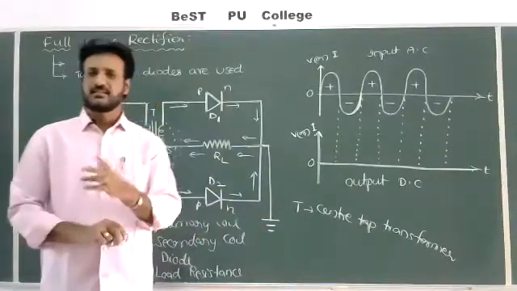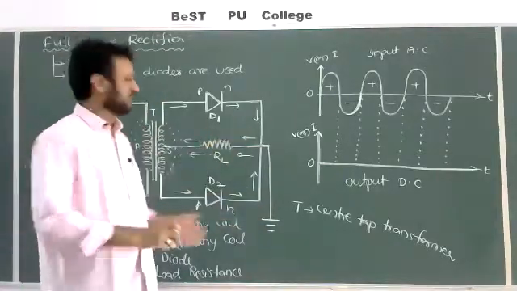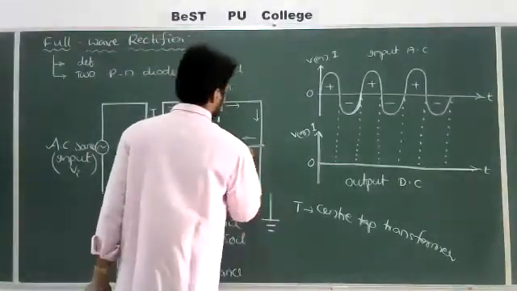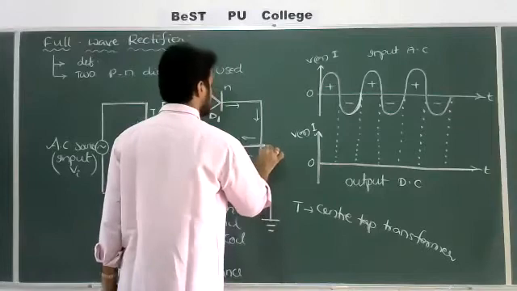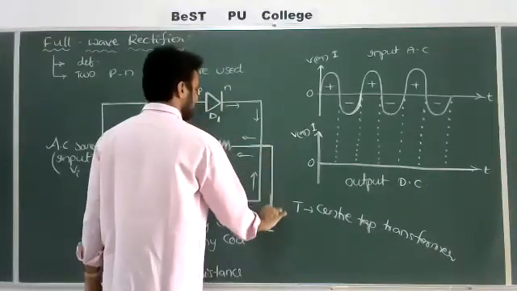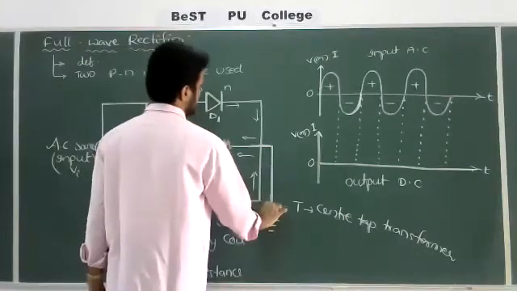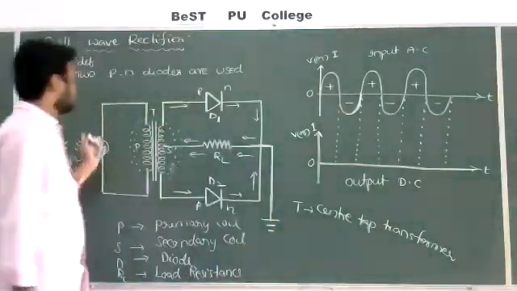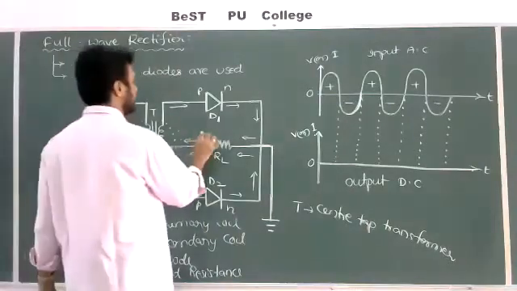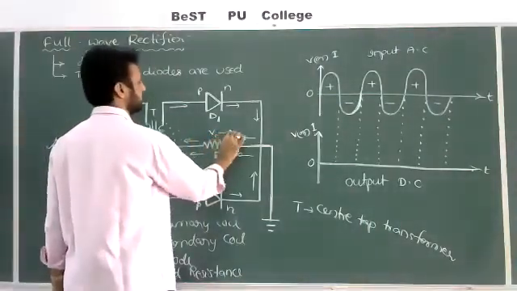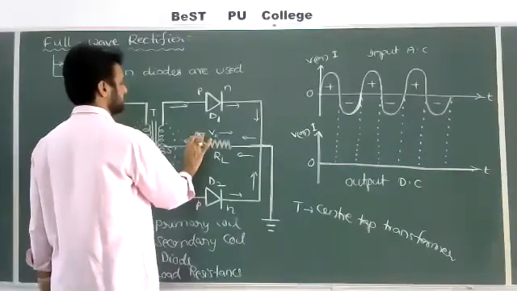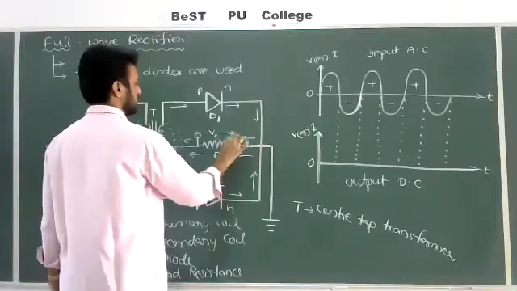Any excess electrons that are there will be sent to the ground. Earth connection, that is simply an earth connection you should write. So here also, input is passed through the primary coil of the transformer and output can be taken through the load resistance. Here we can take V0. So this will be nothing but V0. So you can draw like this.